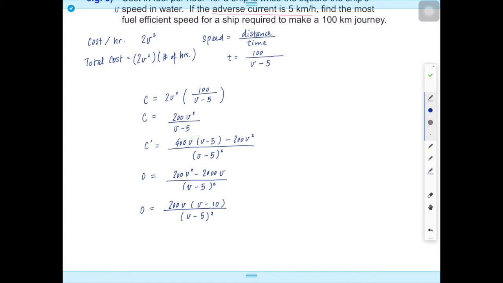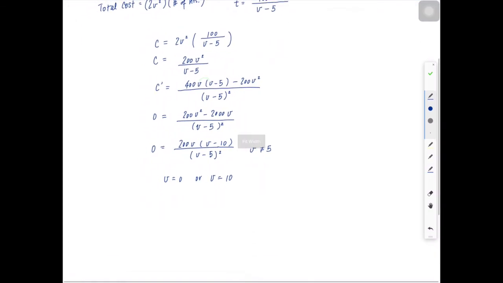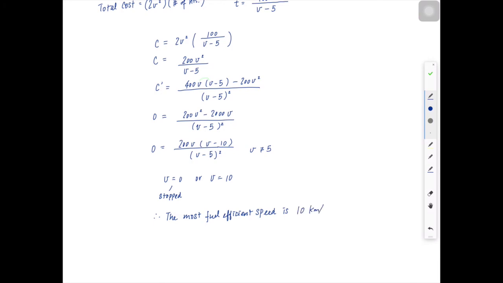The denominator, in a sense, is irrelevant other than telling us that v cannot be 5, right? So we get v equals 0 or v equals 10 in this case. But if you have a v of 0, the speed is 0, that means the ship is stopped. That doesn't make sense. As a result, the most fuel efficient speed must be 10 kilometers per hour.